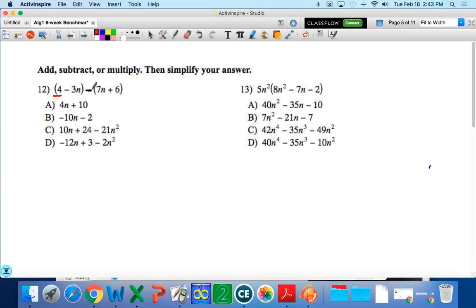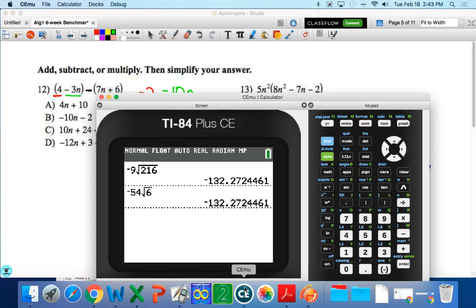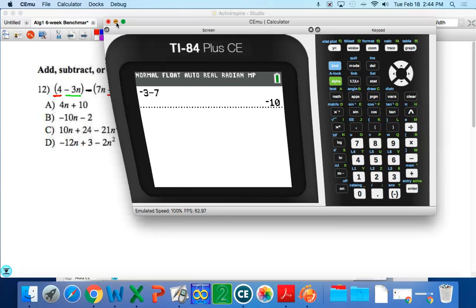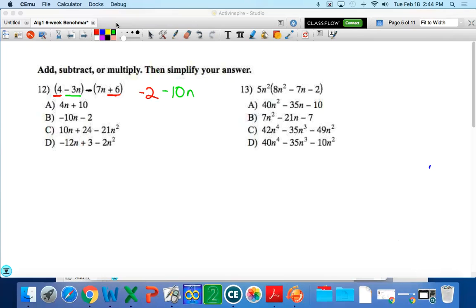4 minus 6, that's -2. -3 minus 7n, that's -10n. Again, you don't believe me? Put it in the calculator and check. -3 minus 7 is -10. Now, look here, I don't see my answer anywhere, but that's because these are written in descending order for the most part, so you get out of these last ones, which are funny looking. -10n minus 2 is the same thing as our answer. They just flip-flopped them. Signs stay the same, -10n, -10n, -2, -2.